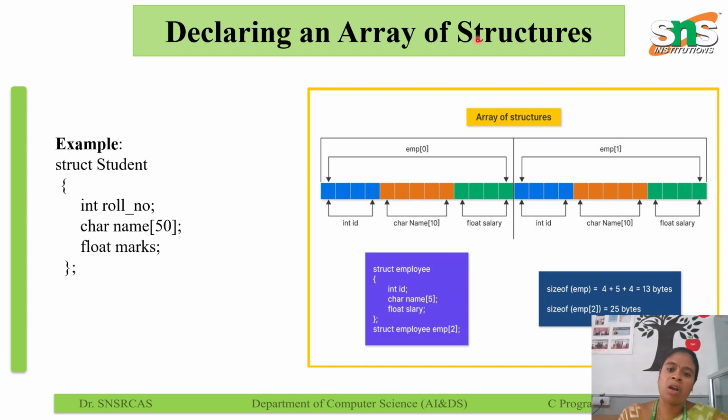The array of structure allows us to group related data together and handle multiple instances of that data more efficiently. It is particularly useful when you want to manage large data sets such as a list of employees or a list of students or a list of products, where each element has the consistency of the structure. So we are using the array of structure.